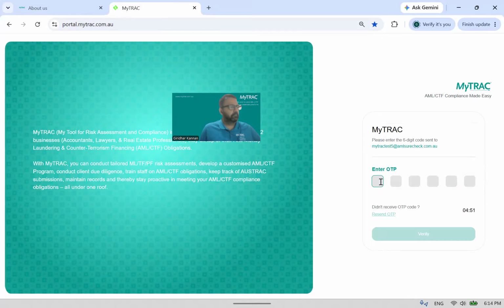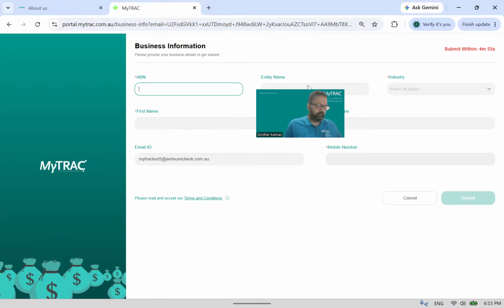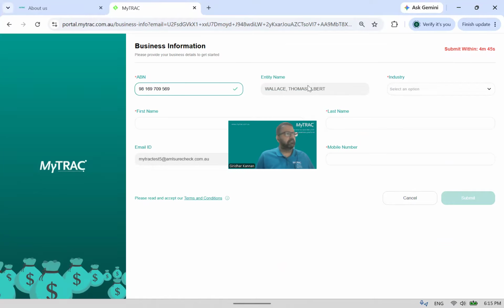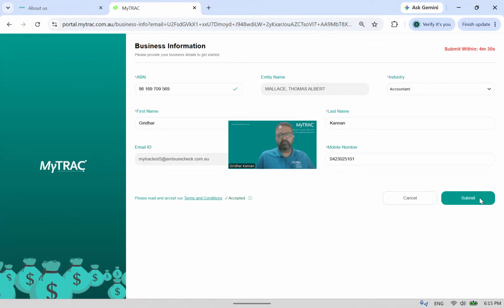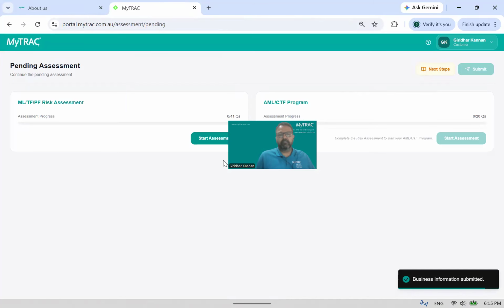Then it opens up a registration form. You put in your ABN number. Again, this is a test ABN number that I am using, so this is not a real case. Select the option accountant. I'm putting in my name and my mobile number. I choose to accept the privacy policy and the terms and conditions as well. Click on submit. That opens up the screen for me to do my risk assessment.